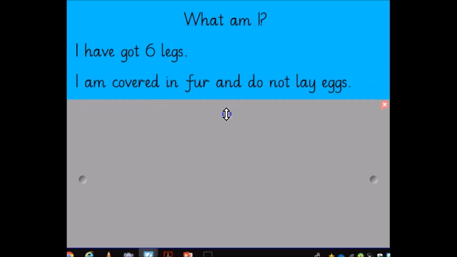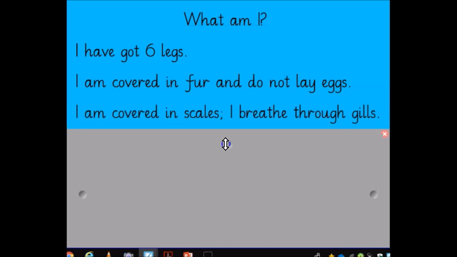Question 2. I am covered in fur and do not lay eggs. Okay, the answer to this question is a mammal. Mammals are covered in fur or hair if they're humans, and we don't lay eggs. We give birth to our young live.